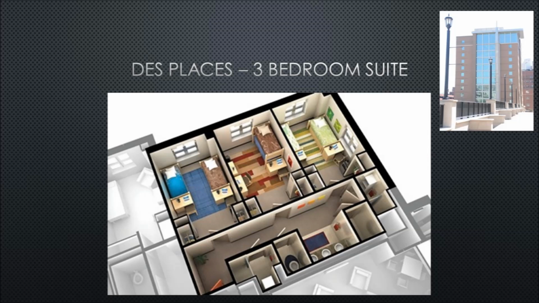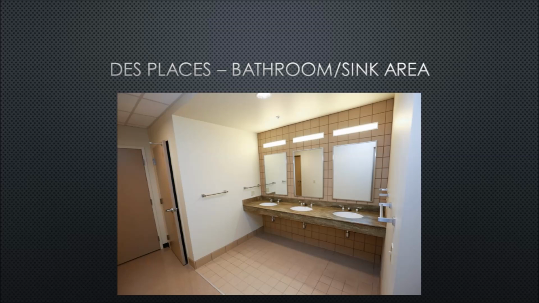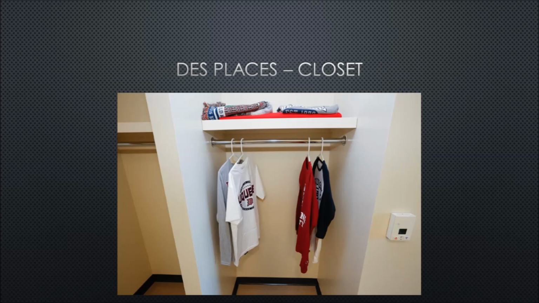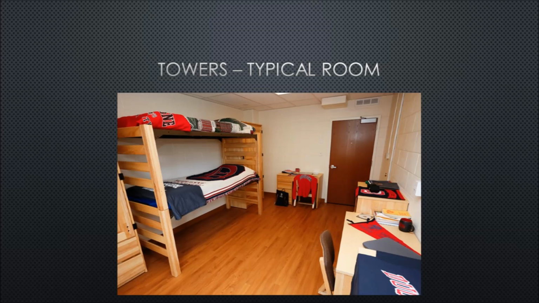A typical 3-bedroom suite in Desplaces has 2 distinct shower areas, 2 distinct toilet areas, and a large sink mirror area. Here are a few photos showing various suites in Desplaces. Now let's look at some traditional style housing options for upper class students.